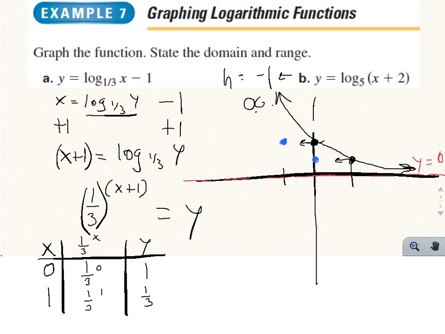There is no vertical shift, and so I don't need to move up or down. So my asymptote doesn't have to change. I can fill this in with blue and say that my asymptote is y equals 0. My domain would be all real so far, and my range would be greater than 0. But so far all we've drawn is our inverse. We haven't drawn the actual logarithmic function yet.